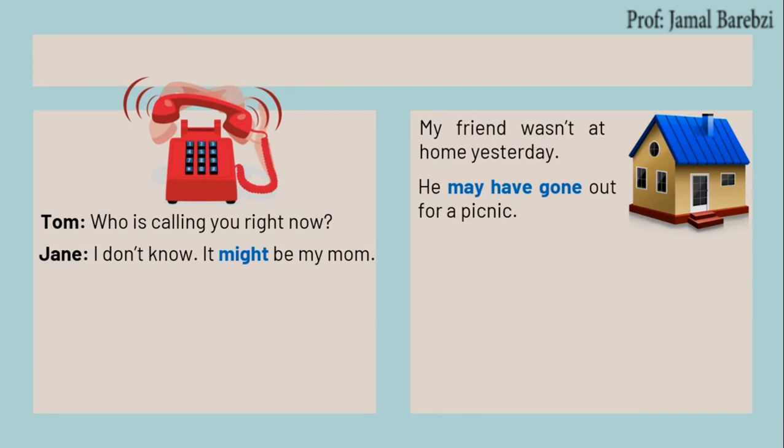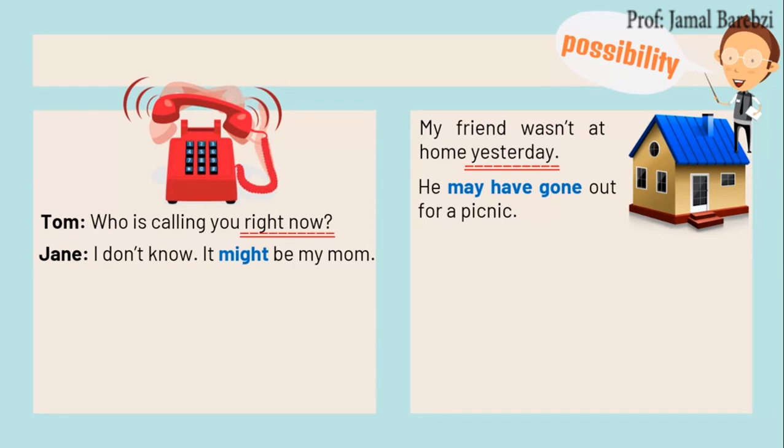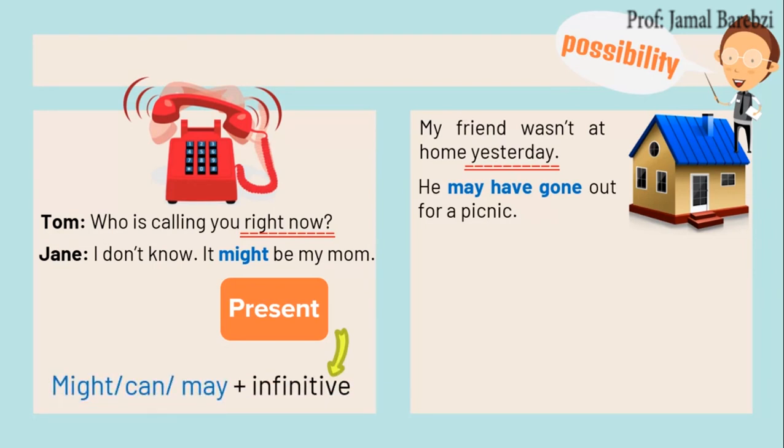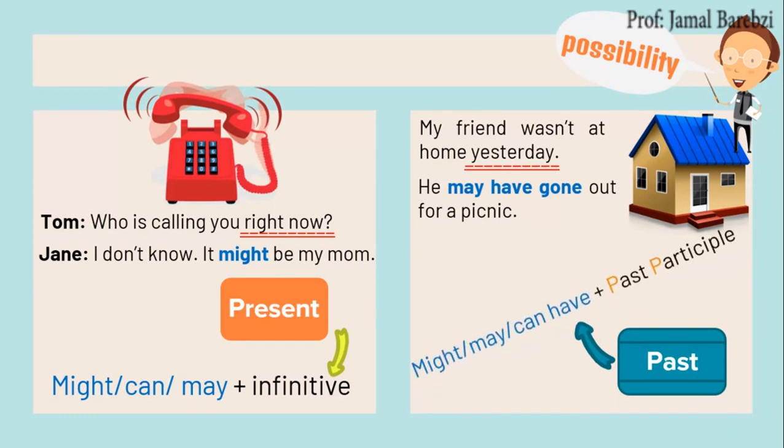So as we said before, the modal may expresses possibility. But you have to pay attention to the present and past forms. In the present, the modal is followed by the infinitive form of the verb, while in the past the modal is followed by have plus past participle.